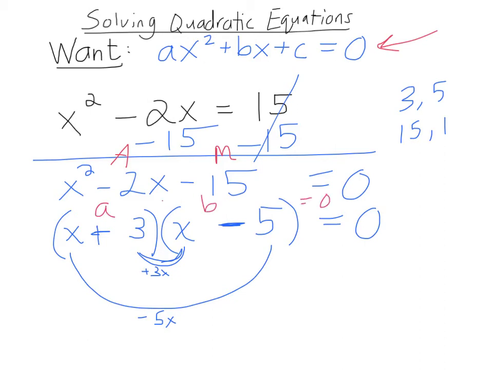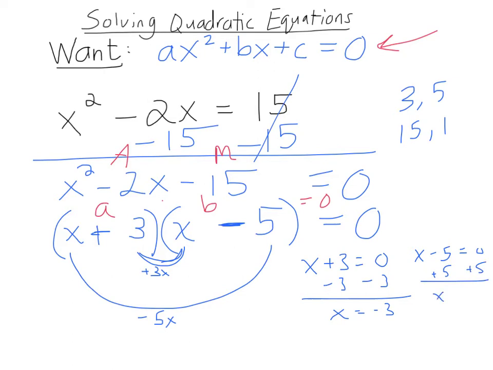If a times b makes 0, we can now set the first factor equal to 0. And similarly, we can set the second factor equal to 0. And we can solve for x, which is what the directions for a problem like this would say. Add 5 here, add 5 here. So here's our solutions. Now you always have to ask yourself when you're learning something, what does this mean?